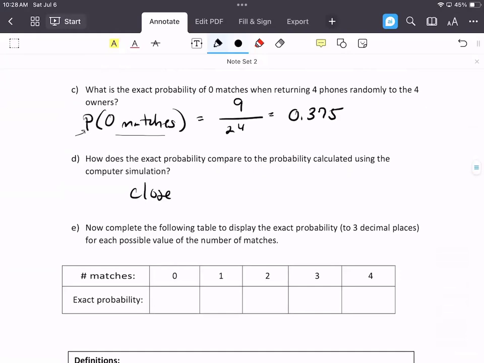Now, complete the following table to display the exact probability to 3 decimal places for each possible value of the number of matches. Well, we did the first one. We did that, 0.375. We know that 3 matches can never happen, so the probability of 3 is 0. Remember, the probabilities across have to add to 1. We know that they can all match only one way.